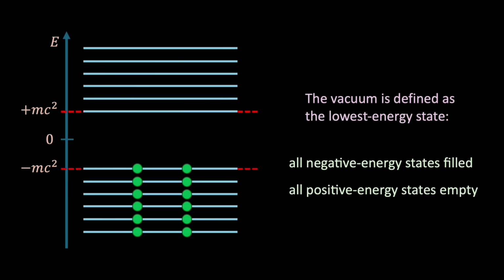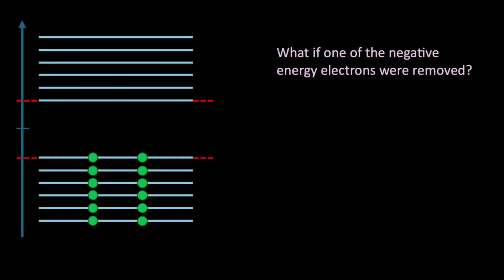Dirac's trick has worked. But Dirac went even further. He asked, what would happen if one of those negative energy electrons were somehow removed? That hole represents the absence of a negatively charged negative energy electron. And remarkably, it behaves like a positively charged positive energy particle.